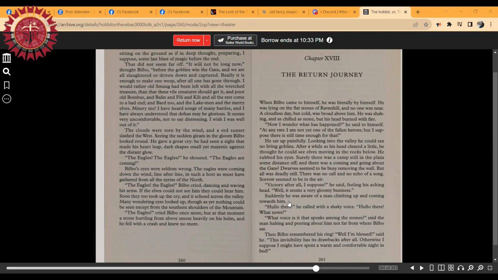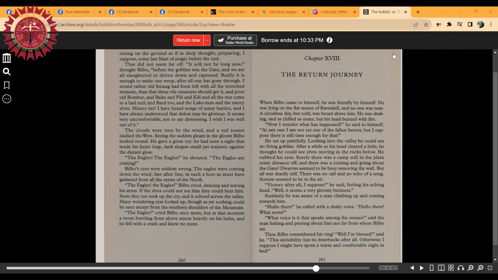Victory after all, I suppose, he said, feeling his aching head. Well, it seems a very gloomy business. Suddenly, he was aware of a man climbing up and coming towards him. Hello there, he called with a shaky voice. Hello there, what's news? What boy is it that speaks among the stones? said the man, halting and peering about him, not far from where Bilbo sat.